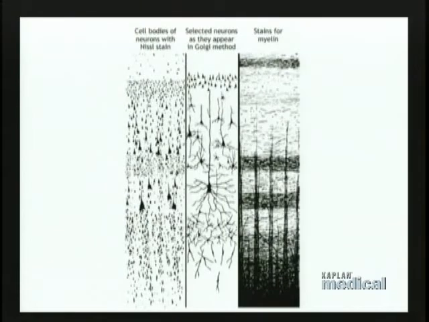Next, let's look at a view of the three different fundamental ways of staining neural tissue to demonstrate it histologically. And they're illustrated on these three panels in the middle of the slide. Two common ways of illustrating neural tissue are shown on either end of these.